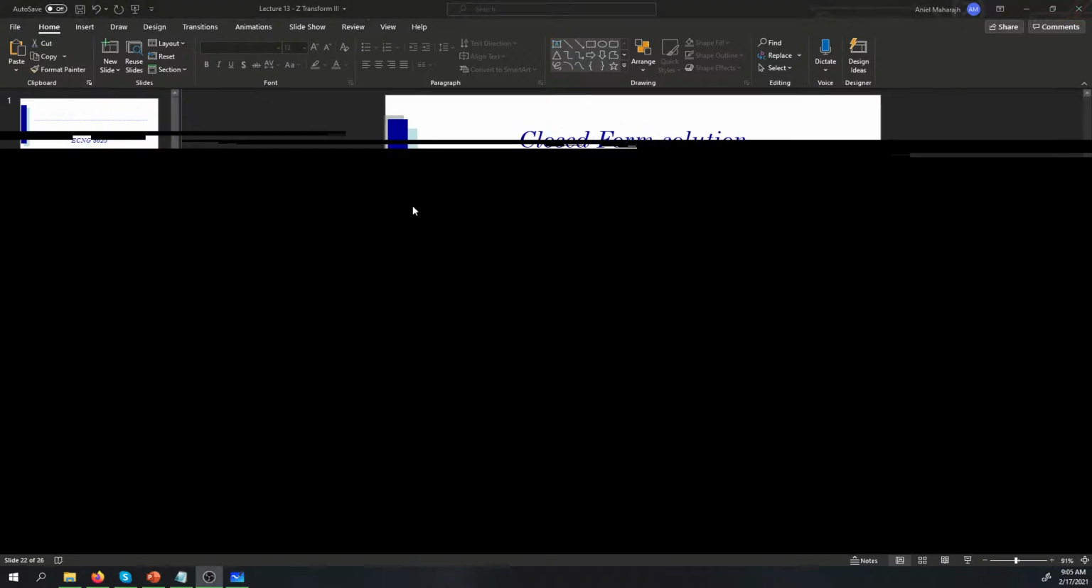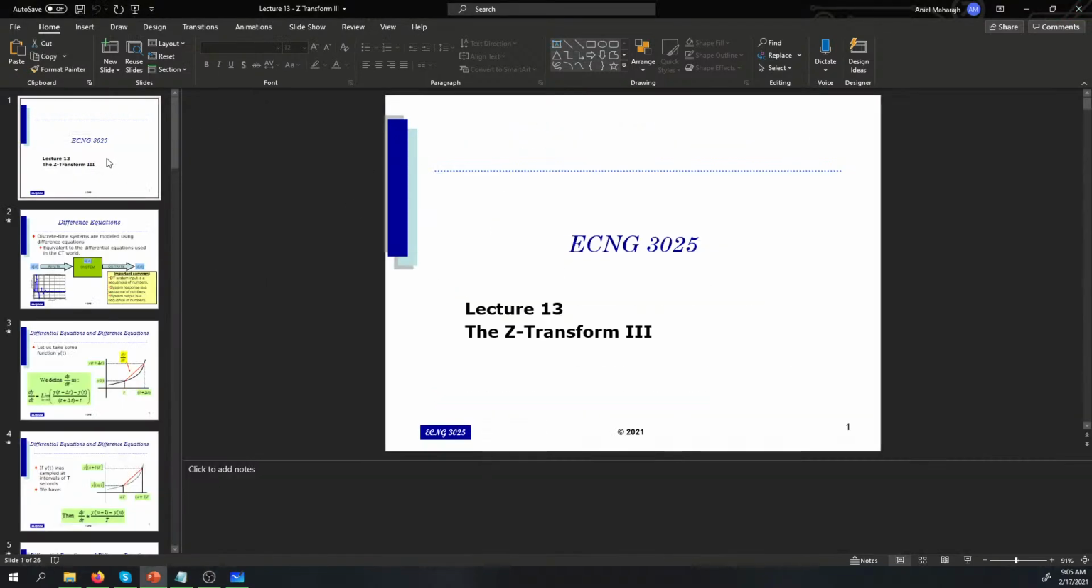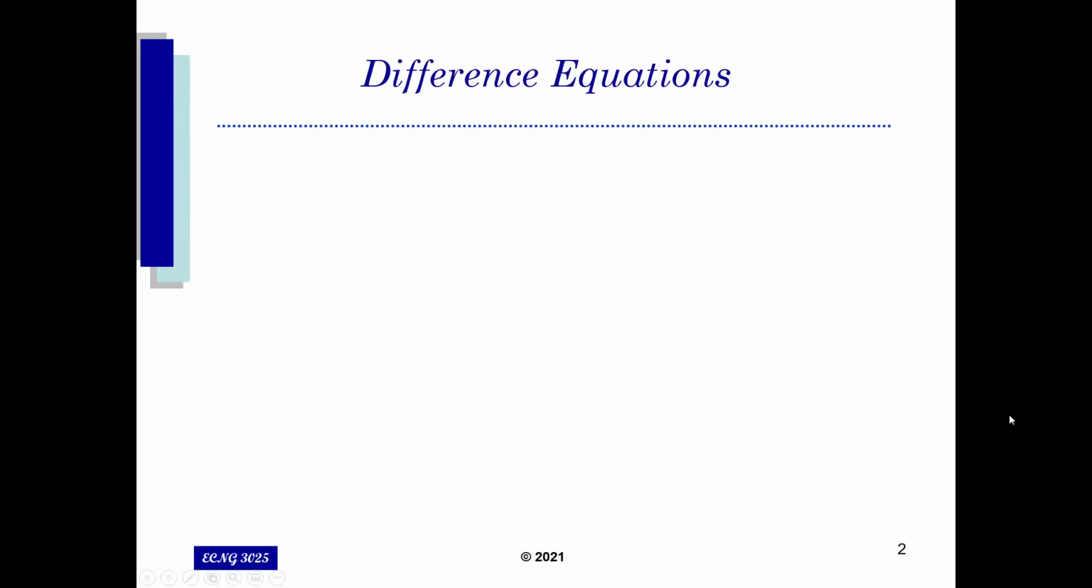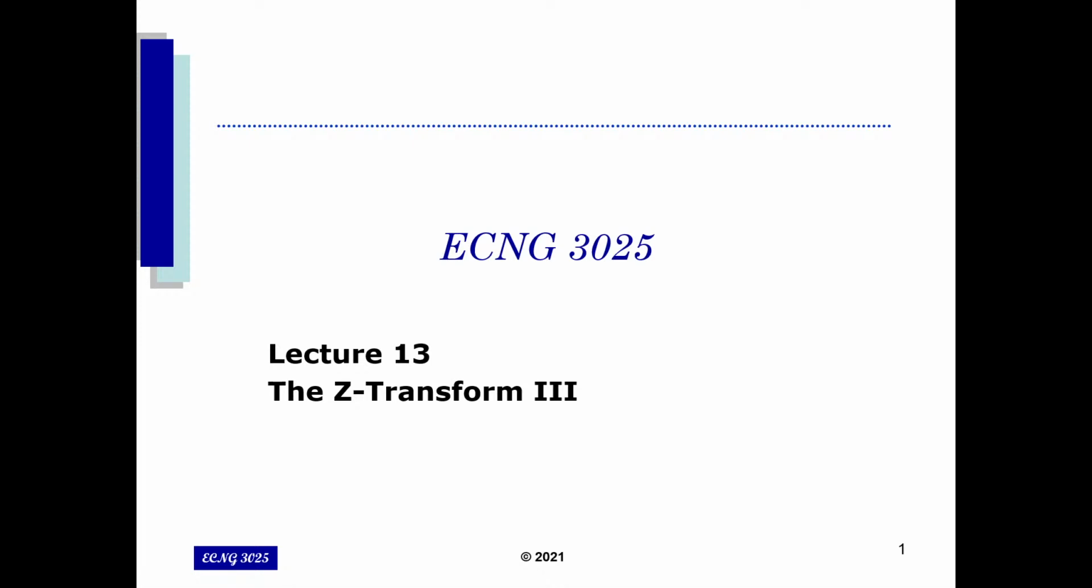So back to 13 here. Alright, so lecture 13 here, which is going to be the last Z transform lecture that we're going to be doing, is going to focus more on how we go about solving difference equations, which are basically the discretized form version of differential equations that were represented in continuous time.